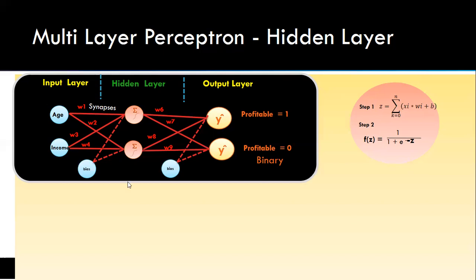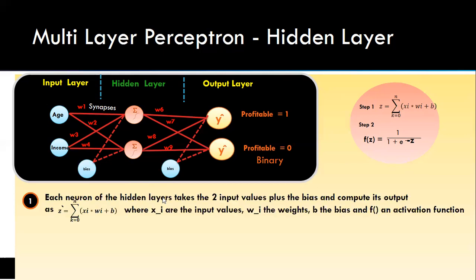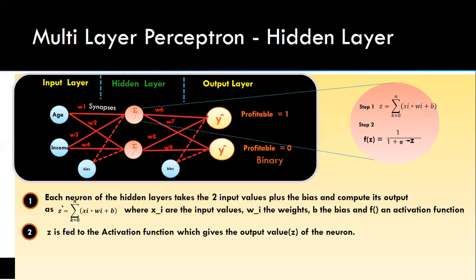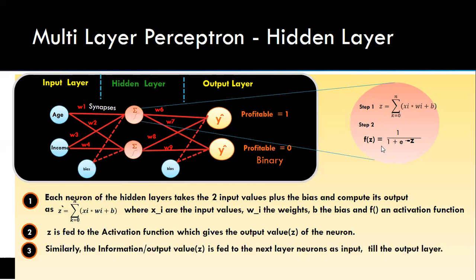Okay, similarly, the output values are fed to the next layer neuron as input till the output layer. The activation functions used depend on the type of neural network. They will differ from one type of neural network to another. In this case, the activation function is some sigmoid function. We have different types of activation functions, which we discussed earlier in the previous section.